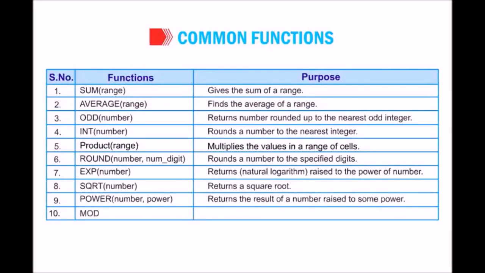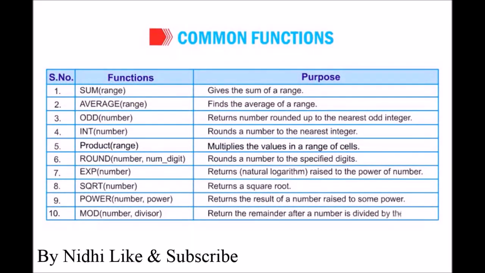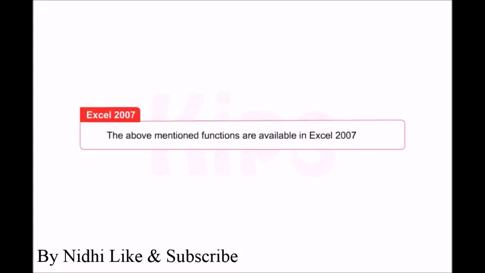Number 10: Mod, number, divisor. Purpose: returns the remainder after a number is divided by the divisor. Students, the above mentioned functions are available in Excel 2007 also.